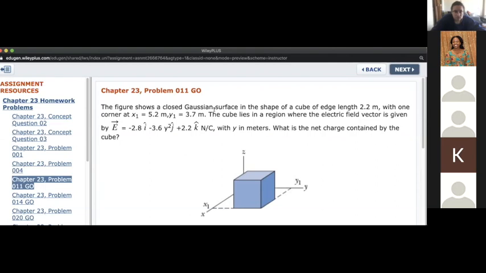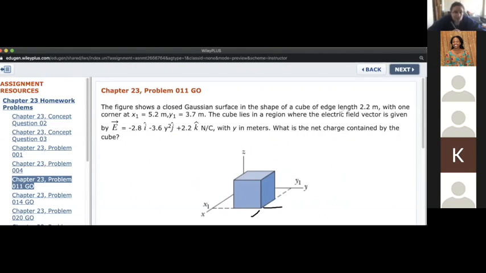So the figure shows the closed Gaussian surface in the shape of a cube of length 2.2 meters. So each side is 2.2 meters, with one corner at x1 equals 5.2. So we can see here's our x direction. All right, so this is our x direction right there, and over here is our y direction.